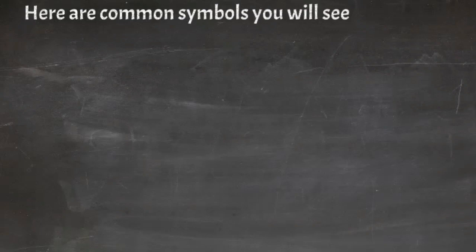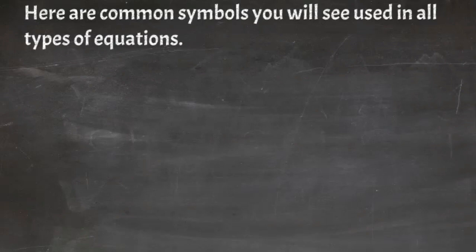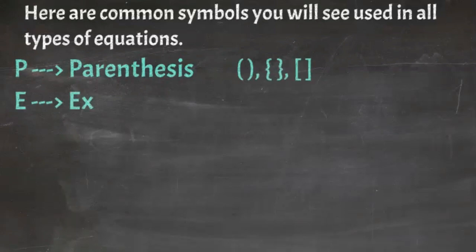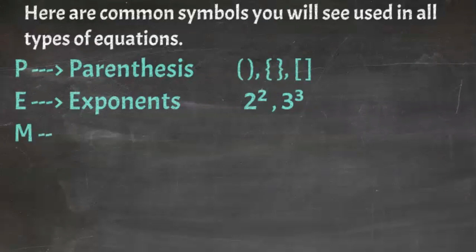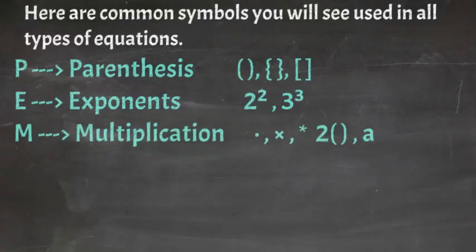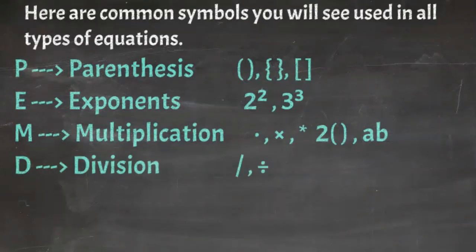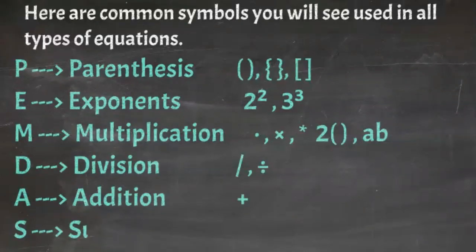Here are common symbols you will see used in all types of equations. So parentheses, you will see parentheses, braces, and brackets. In exponents, you'll see 2 to the second, 3 to the third, or number to any power. Multiplication, you can use a dot, an X, a star, 2 times a parentheses multiplication, or A and B. Division is a slash or a fraction or a division sign, and then addition is plus and subtraction is minus.